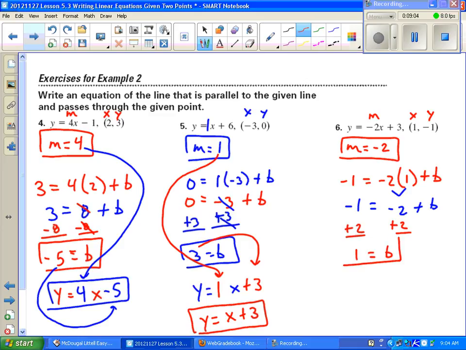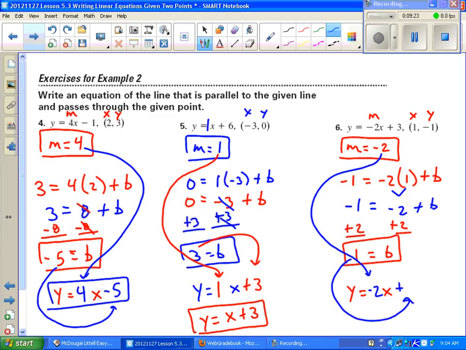So you have b's value and you have m's value. Leave y, leave equal, skip a space, and put an x. M's value is negative 2, so y equals mx plus b. We'll plug in m there as negative 2. And b's value is 1. We'll plug that in there, plus 1. Y equals negative 2x plus 1.